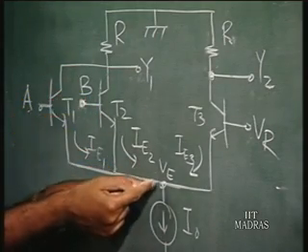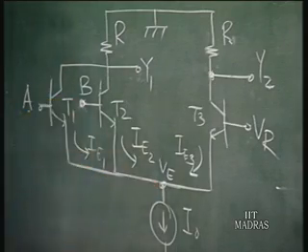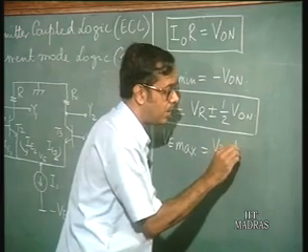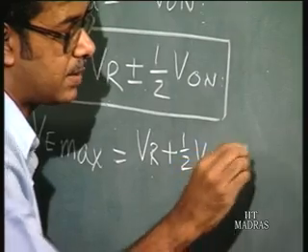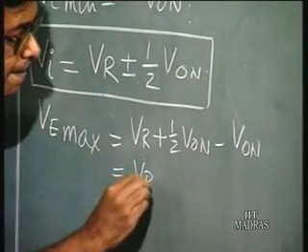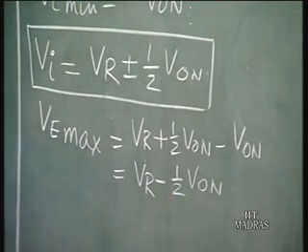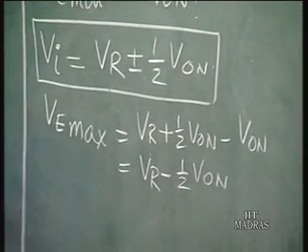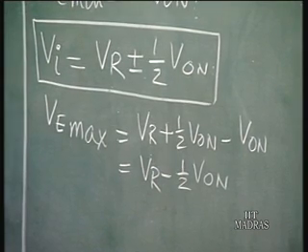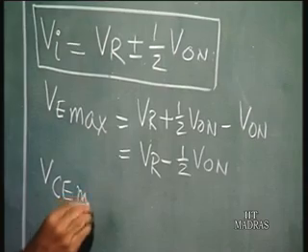So Ve maximum is going to be Vr plus half V on minus V on. So this is Vr minus half V on. All right, clear.